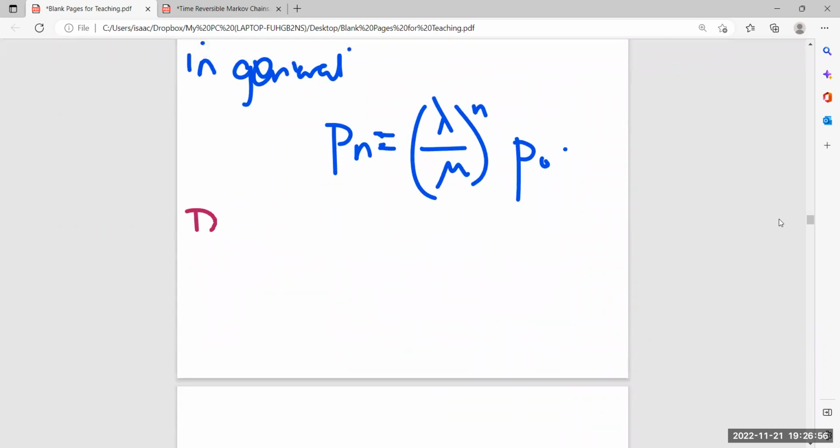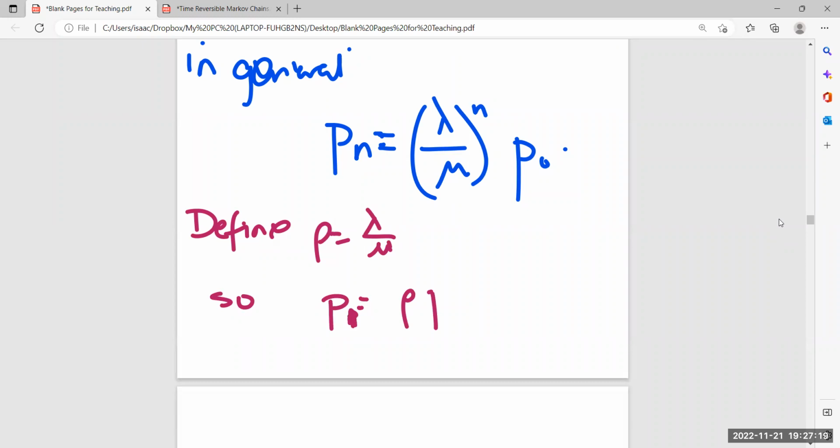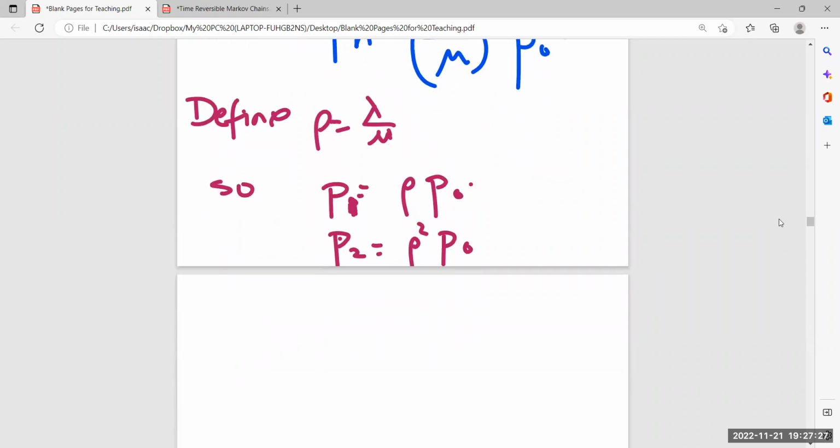So, okay, what we're going to do now is define rho to be lambda over mu. Right, so that's what we're going to do. We're going to define rho to be lambda over mu. And so P1, sorry, is rho times P0. P2 is rho squared times P0.